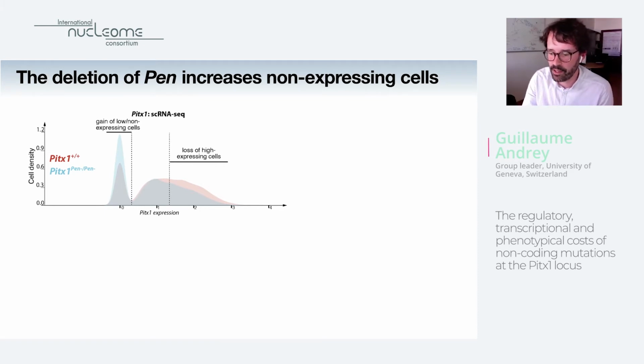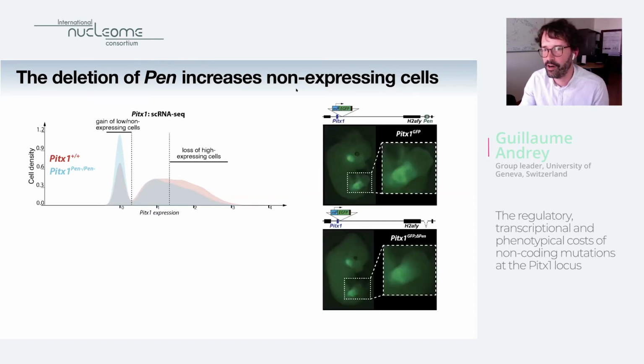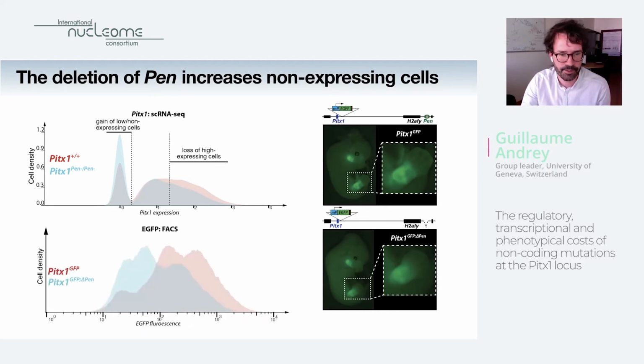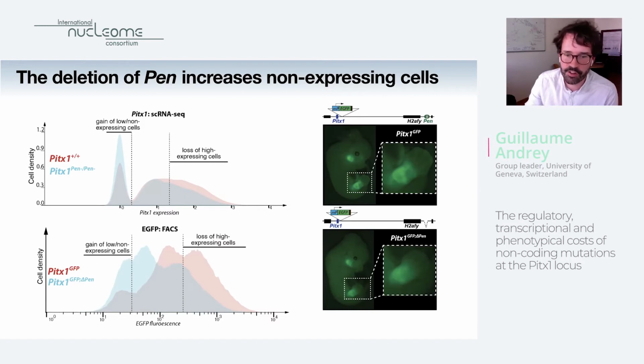And because, of course, single cell has a lot of caveats in terms of how deep we sequence every single cell, it was very fortunate here to have the FACS sorting approach to be able to confirm this result. So if we take our GFP sensor here and remove the Pen enhancer, what we see is that globally the patterns are the same, with the exception that they seem a bit more blurry in the mutant. And if we FACS sort these animals, we see basically the same: a strong accumulation of cells that do not express the GFP, neither Pitx1, and a loss of high expressing cells at the other edge of the distribution.